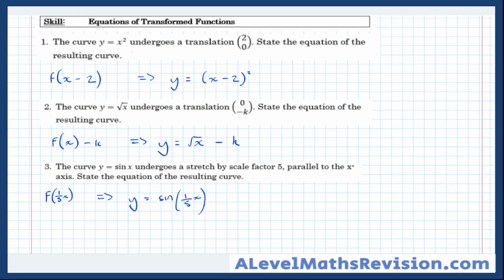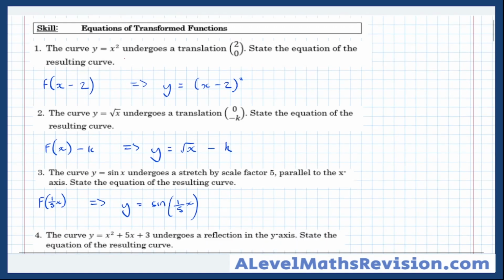Remember, when transformations happen on the inside, we do the opposite of what it says to the x values. So if we want a stretch of scale factor 5 parallel to the x-axis, we want to times all the x values by 5. Well, the exact opposite happens inside the bracket. We divide x by 5 inside the bracket.